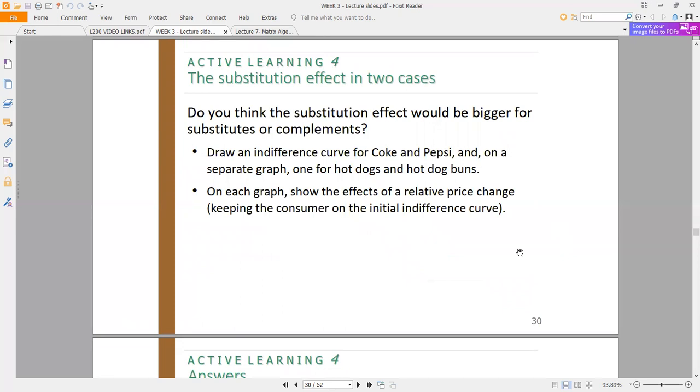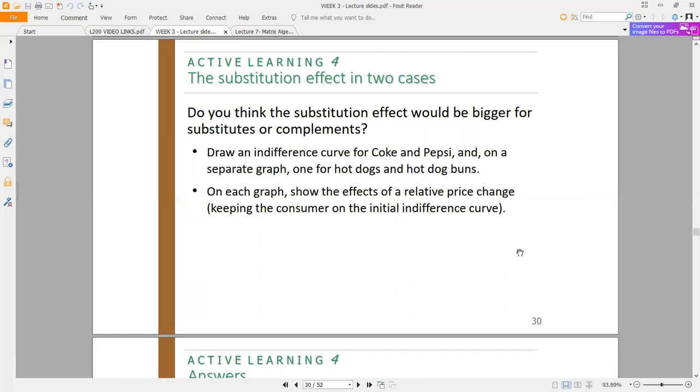All right, so let's look at this question. It asks: do you think that the substitution effect will be bigger for substitutes or for complements? We'll use two cases, one for complements and one for substitutes. We'll draw the indifference curves and then see which substitution effect is going to be bigger. The first one, we have to draw an indifference curve for Coke and Pepsi. These are perfect substitutes. And on a separate graph, draw one for hot dogs and hot dog buns. So these are complements.